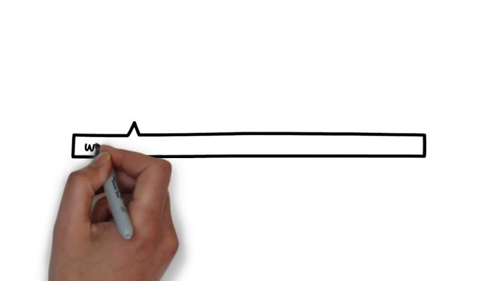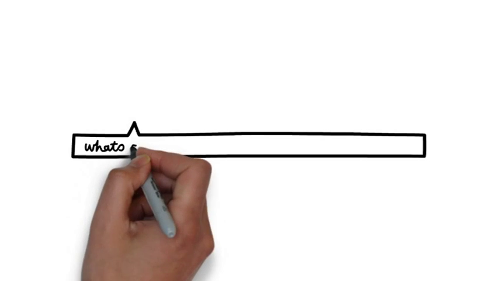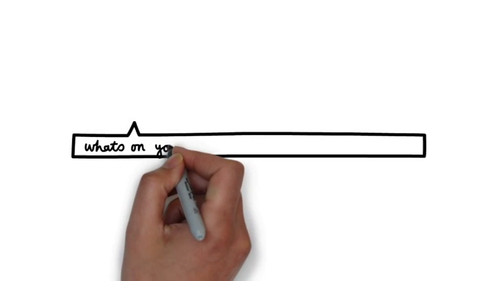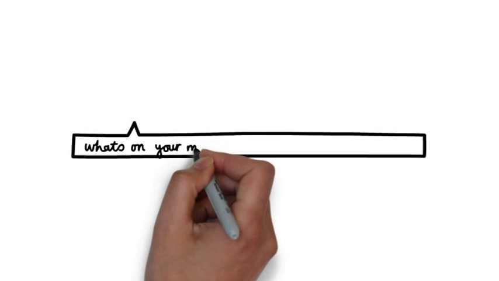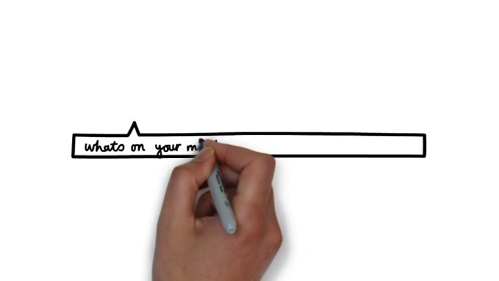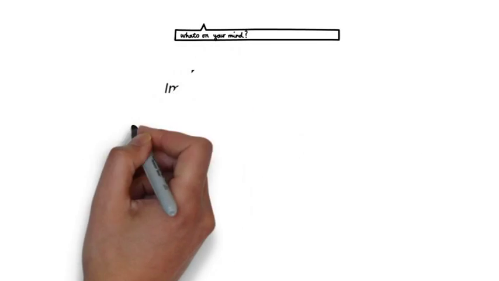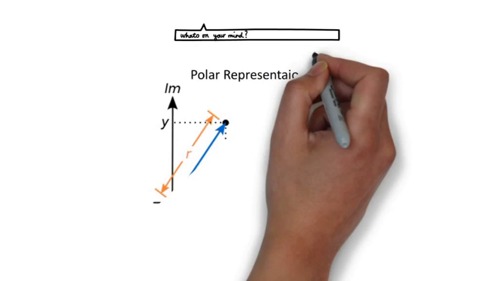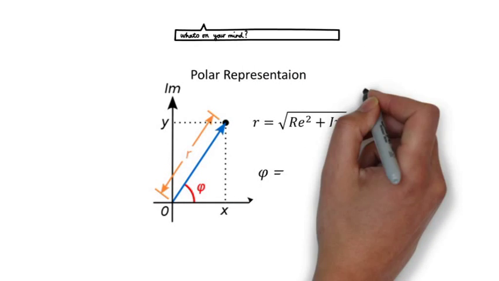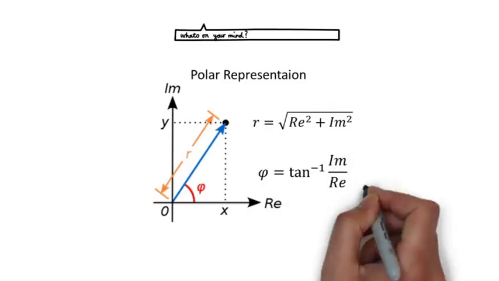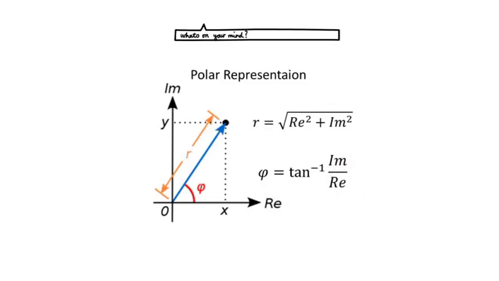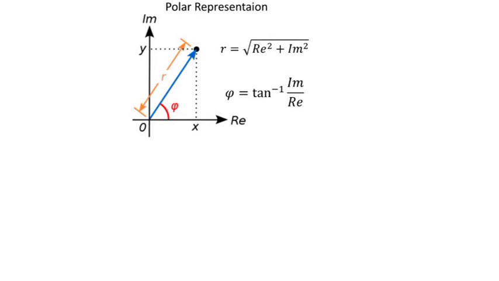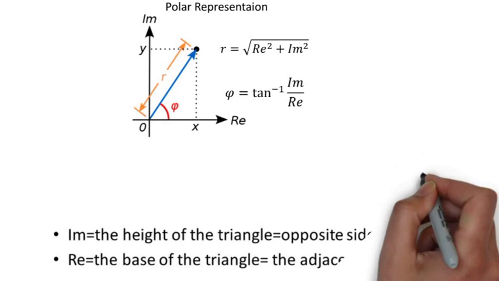If your mind was not blown by this, well, I have an even bigger mind blow for you. Get ready for the polar representation. If a point on the complex plane could be defined by a vertical and a horizontal part, then sure enough, it can be described by a diagonal. And all we need is to find the length of the diagonal, and the angle. The length is just good old Pythagoras, and the angle is just good old inverse trigonometric functions.